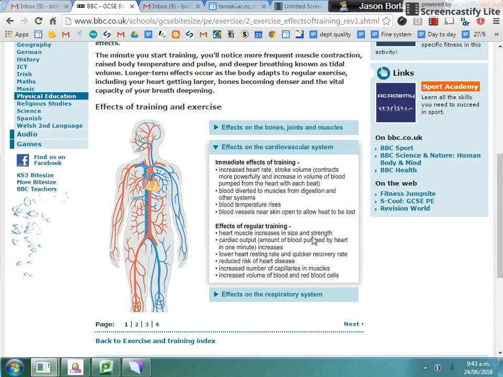Heart muscle increases in size and strength. That is particularly relevant. The left ventricle increases. The part of the heart that pumps blood out through the body becomes stronger and becomes bigger. Cardiac output will thus increase. The amount of blood pumped around the body each minute increases because of the stroke volume increase, as the left ventricle increases.